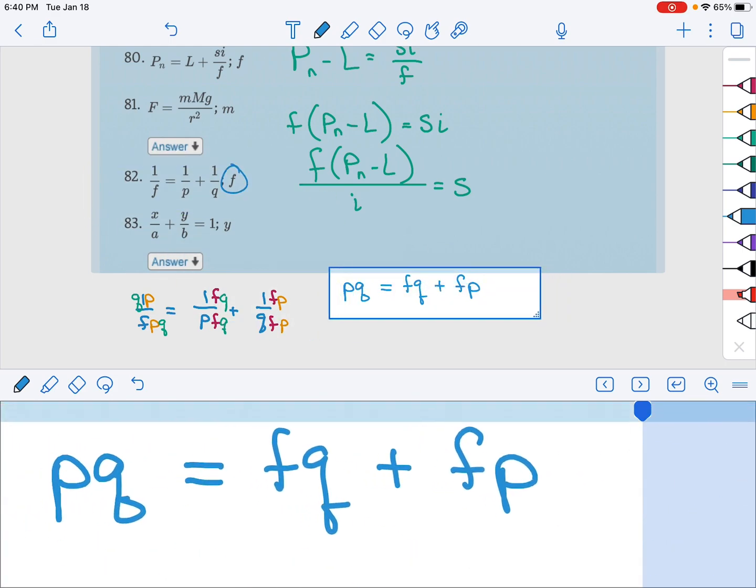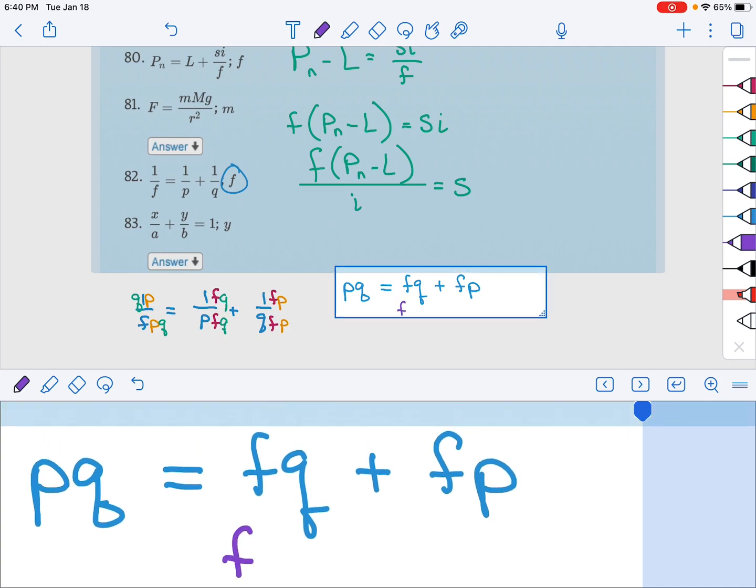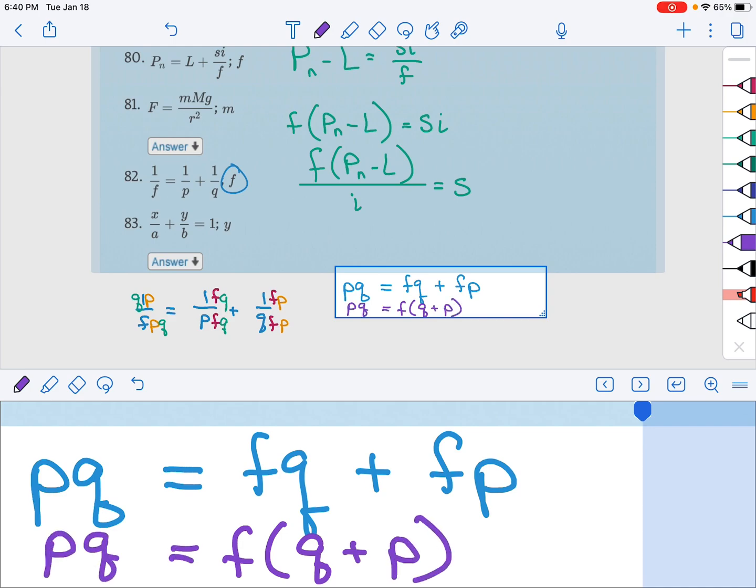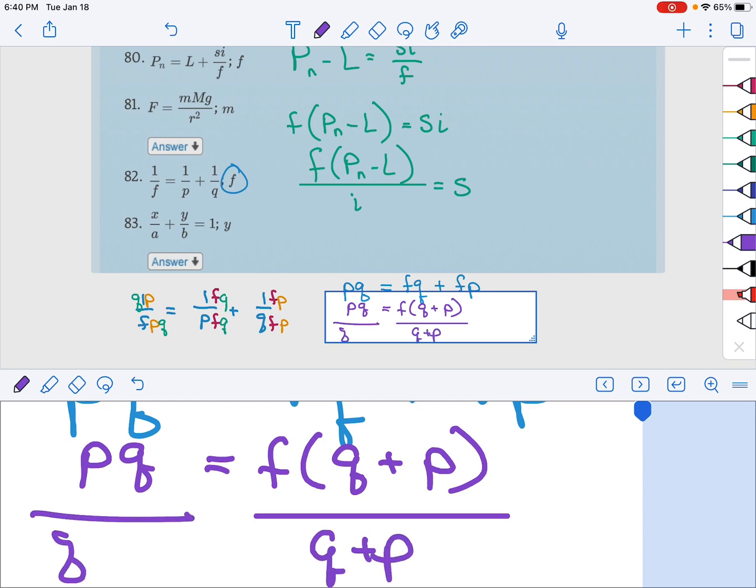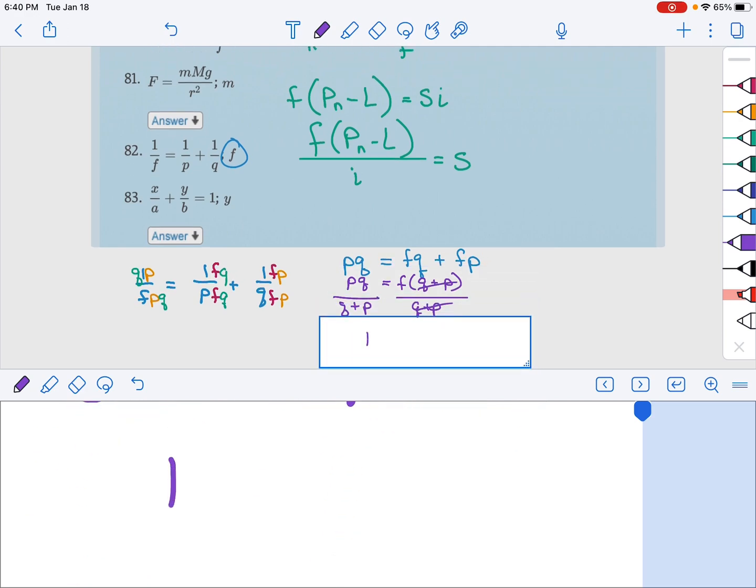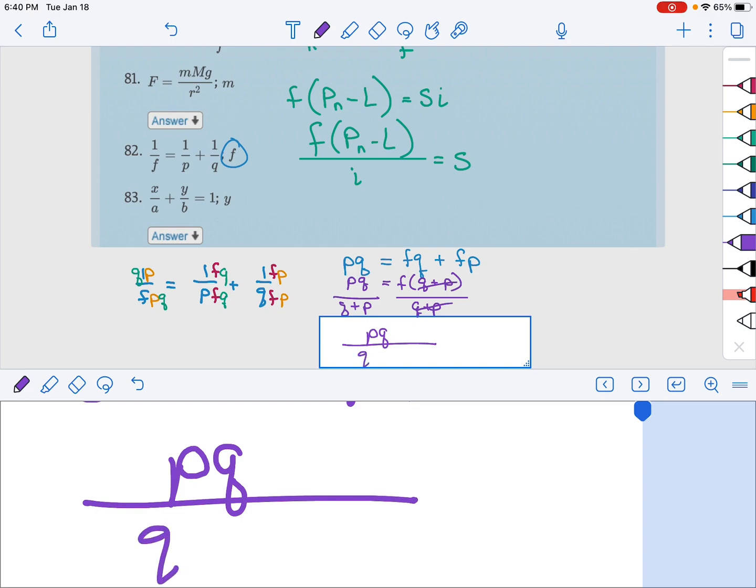Notice that I have F in 2 places. So what I need to do is factor it out of these 2 terms so I have just one of them. Okay, see, there's F all alone. Well, almost all alone. We're going to divide by Q plus P, and it will be all alone. There we go. So now PQ over Q plus P equals F. Voila.